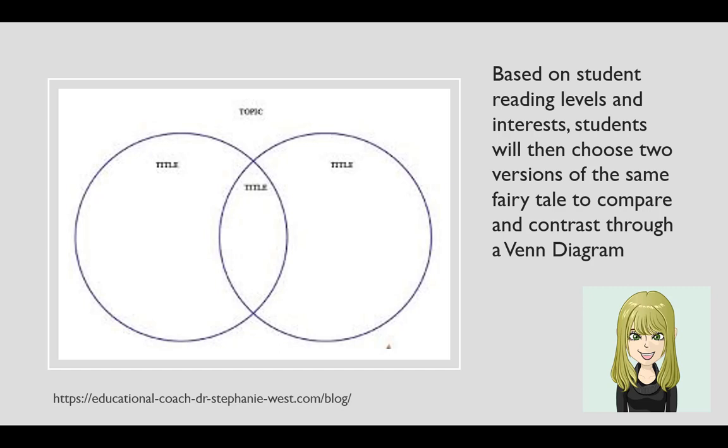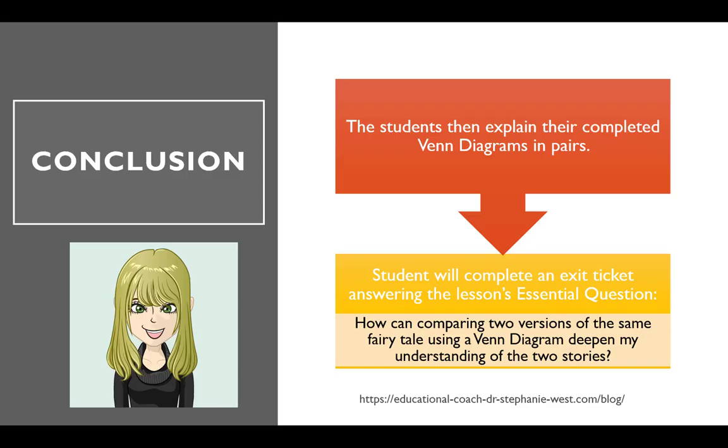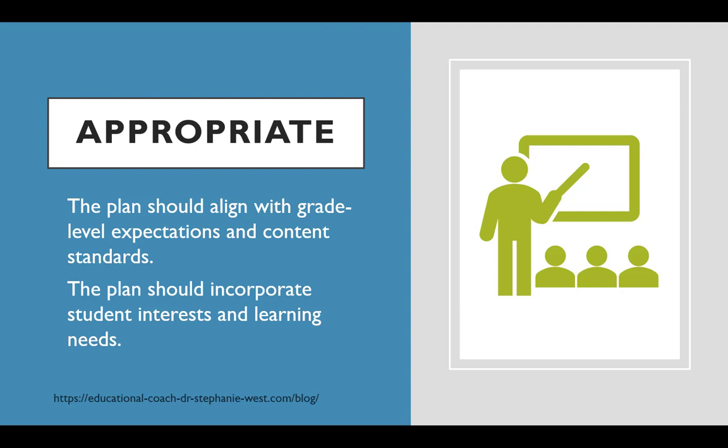Then, based on student reading levels and interest, students will choose two versions of the same fairy tale to compare and contrast through a Venn diagram. Lastly, the students explain their completed Venn diagrams in pairs. Students will then complete an exit ticket answering the lesson's essential question: How can comparing two versions of the same fairy tale using a Venn diagram deepen my understanding of the two stories?